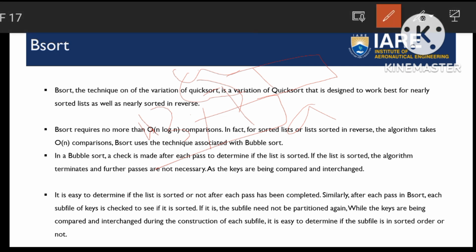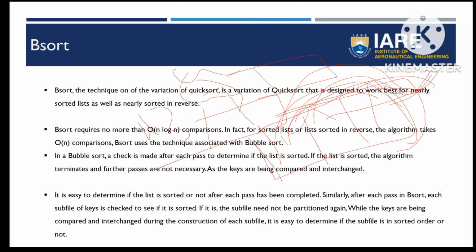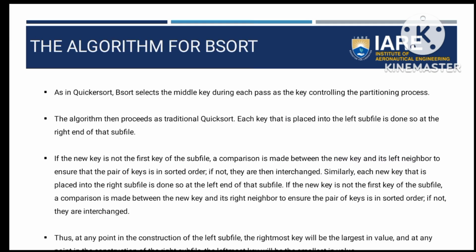In a bubble sort, a check is made after each pass. As we know, in bubble sort we check every element and pass the maximum element along. Suppose this is an array. After one iteration, the max element is placed here. Again we iterate and the max element is placed. This is the basic procedure of the bubble sort. After completion of all the iterations, we get the final sorted array. It is easy to determine if the list is sorted after each pass. Now let us see the algorithm for B sort.